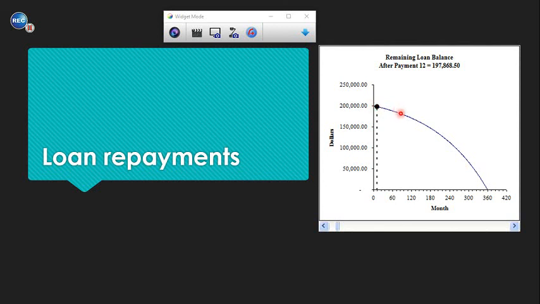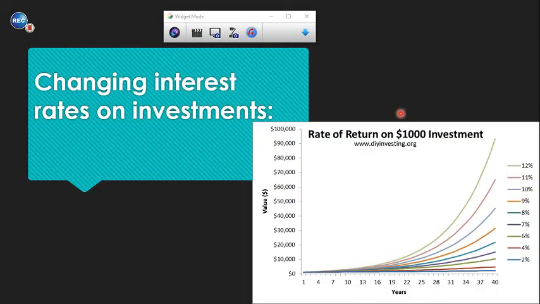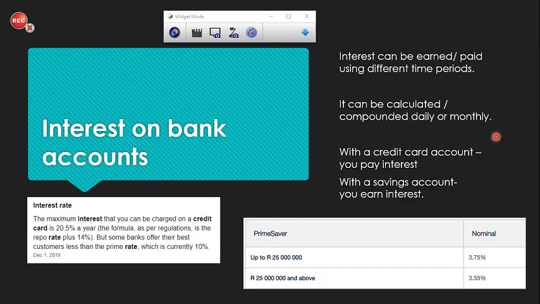And then if we just look at changing interest rates on investments, here you can just see the difference that different interest rates actually can have on the future value of your investment. In this case, 12% interest, which is the highest interest rate, will give you the highest total value at the end.